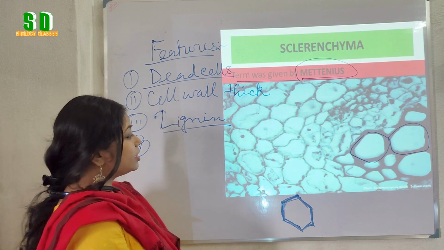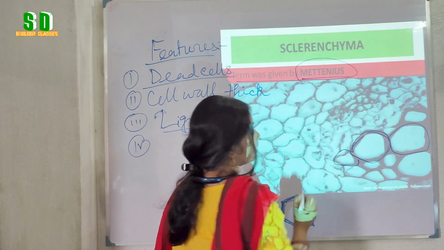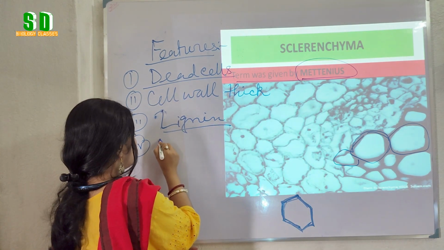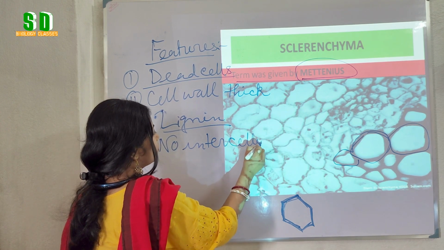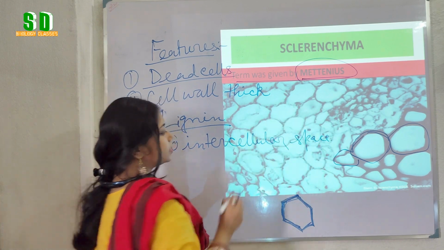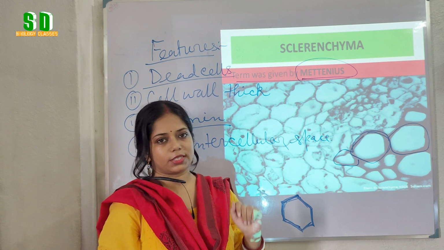And as the cell wall is very thick, there is no intercellular space. So no question of intercellular space in case of sclerenchymatous tissue. We cannot find any intercellular space in case of the sclerenchymatous tissue. So these are the basic features of the sclerenchymatous tissue.